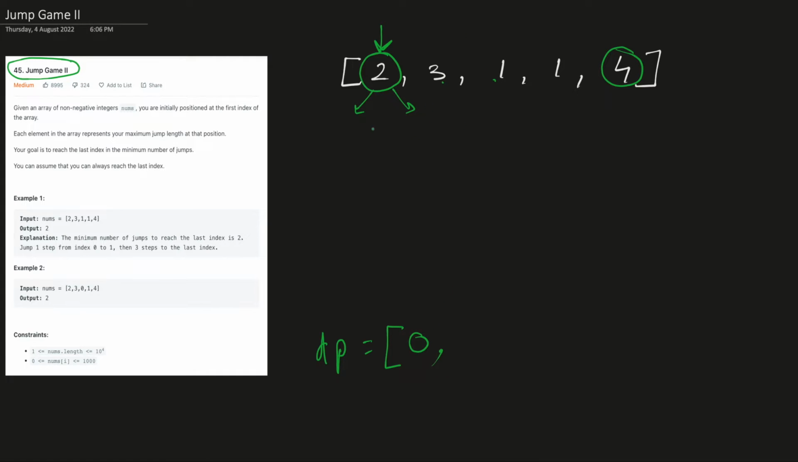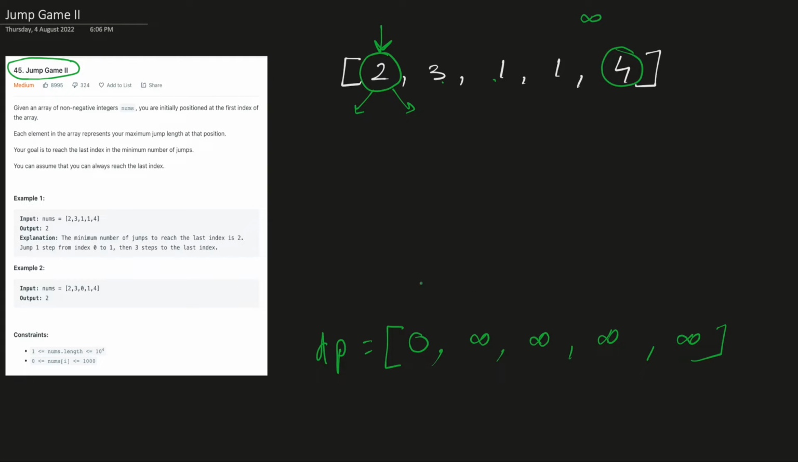Now, when we code, we will do one thing. We will mark all the indexes as infinity first in this DP. And what will be the length of this DP? The length of this DP will be the length of this array. Let's quickly do that here also, so it will be good to visualize. Infinity, infinity, infinity, and one more infinity.